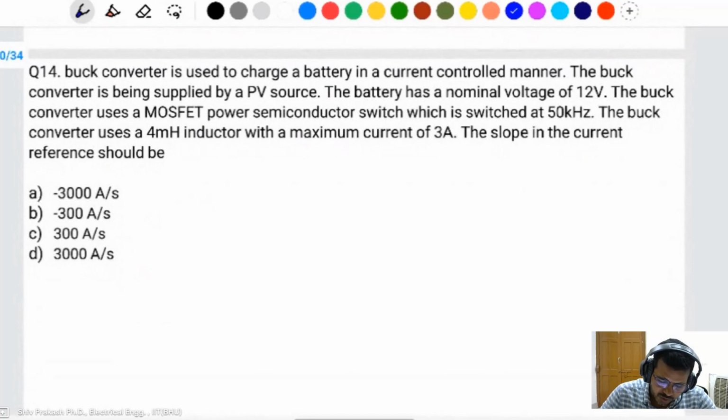The buck converter is used to charge a battery in a current control manner. Same thing, the buck converter is being supplied by a PV source. The first question is the same as the buck converter here, and there is the boost converter. The battery has a nominal voltage of 12 volt. The buck converter uses MOSFET semiconductor devices as the switch at 50 kilohertz. It uses a 4 millihenry inductor with a maximum current of 3 ampere. The slope in the current reference should be.